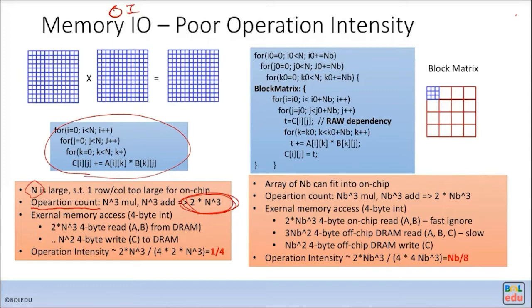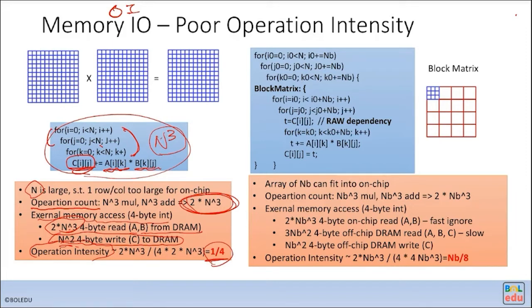That's the operation you perform for the whole matrix multiplication. For the memory access, you need to read the A array and B array from the DRAM, and then you also write to C. Here it's n to the power 3 for A and B, and then you only need to write to the C array, n square. So you do the calculation, and you get the operation intensity of only 1/4.